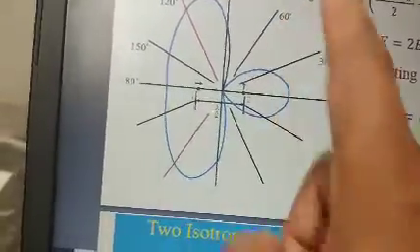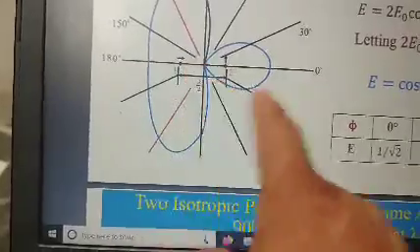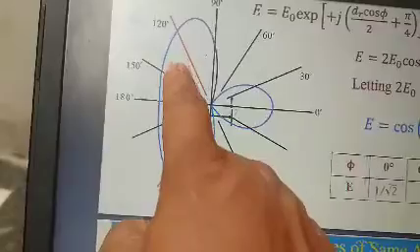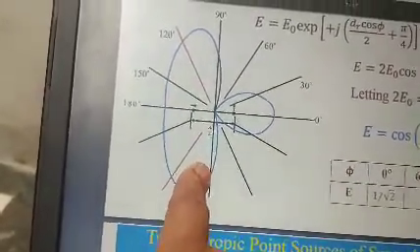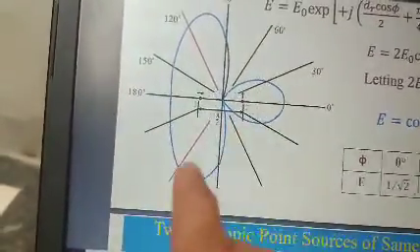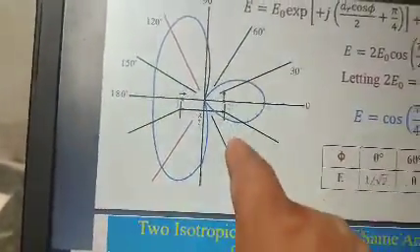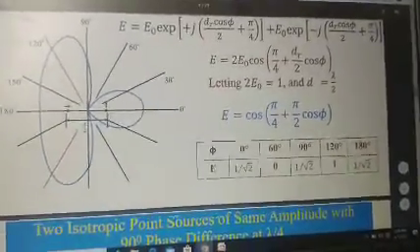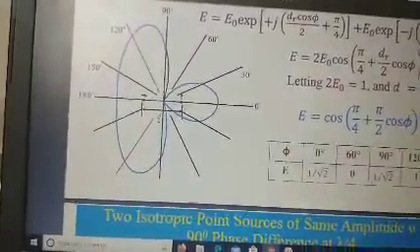In the first quadrant and the last quadrant, meaning the fourth quadrant, we get the minimum radiation along the x-axis at an angle of 0 degree, and we get the maximum radiation in the second as well as third quadrants. This is the cardioid type of radiation pattern we get for this type of antenna array: two isotropic point sources of the same amplitude and in phase quadrature.